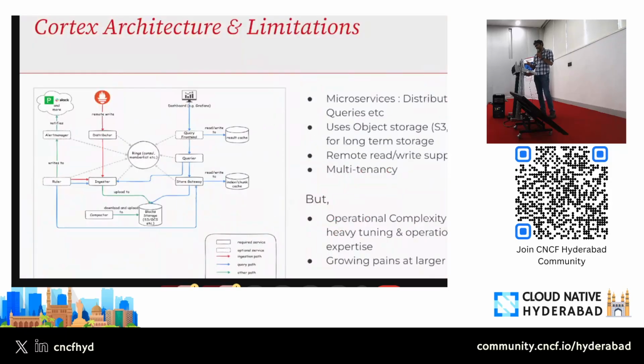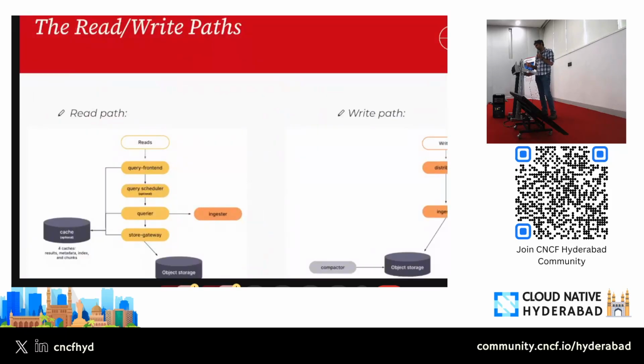Yeah, as shown here, there are a lot of components, right? It's hard to remember how many components there are and what each does. So they have simplified it and divided it into two paths, read path and write path. So has anybody installed Prometheus before in a Kubernetes cluster?